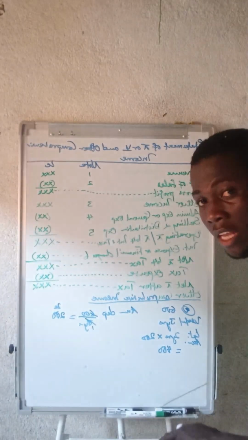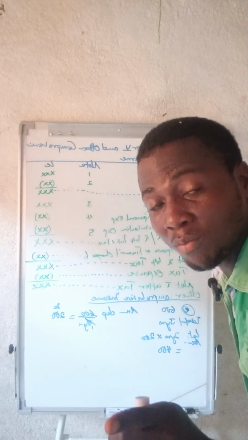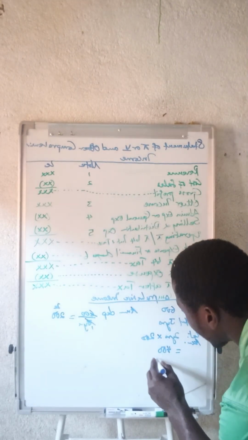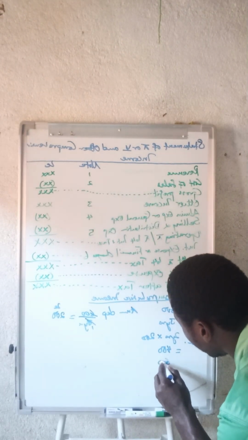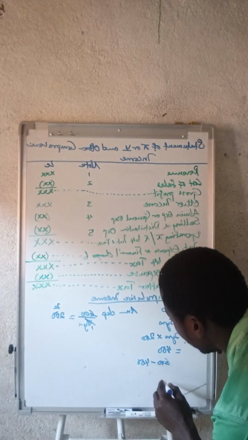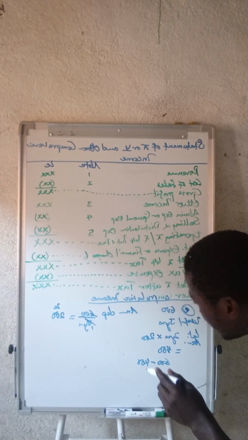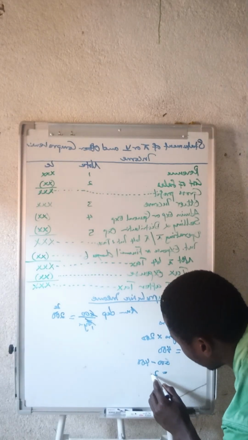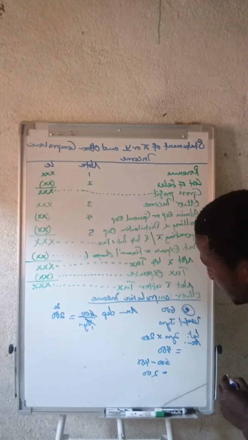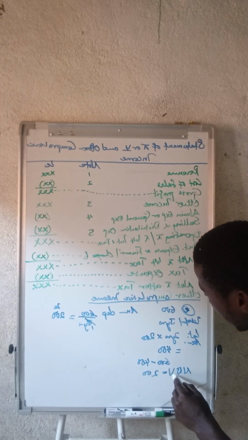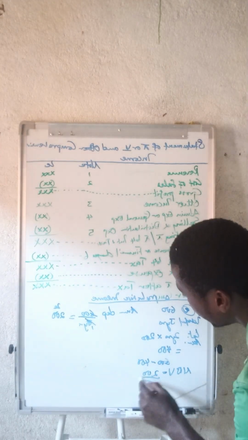Now we look for the net book value, which is the current figure. We say 600 less 400, which is 200. This is the NBV, the net book value or the carrying value, which is 200.